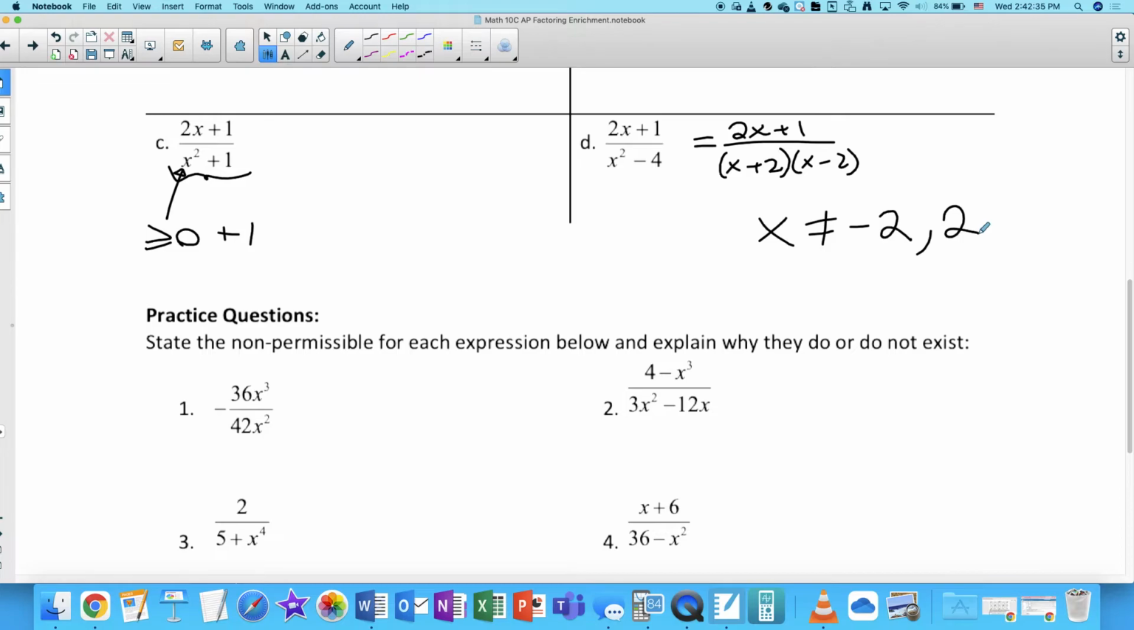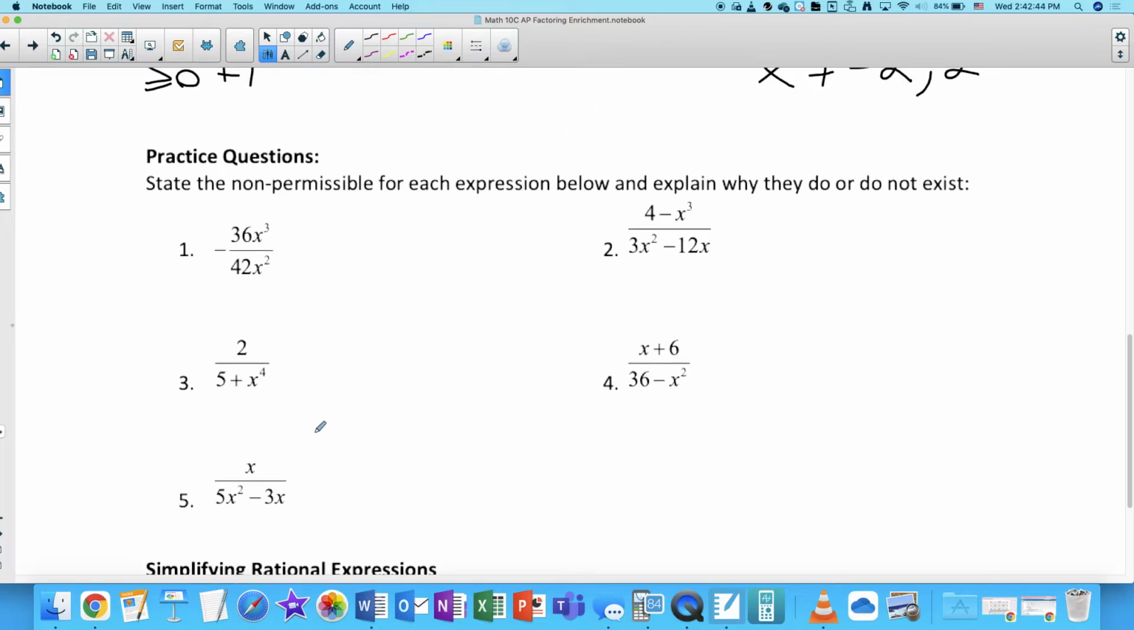OK, so I want you guys to practice this. So do these couple questions. There's 5 of them. And all I want you to do at this point is to state the non-permissible values. And as a hint, if you don't know what to do, try factoring. See if you can factor the denominator.